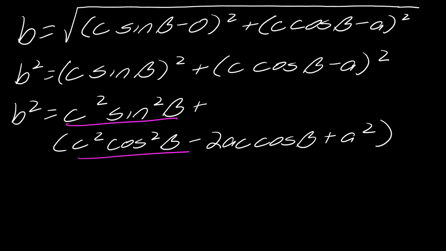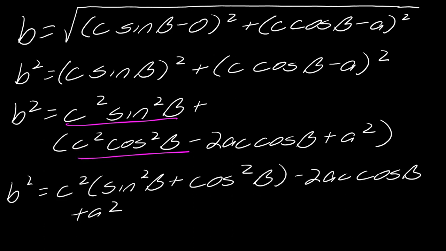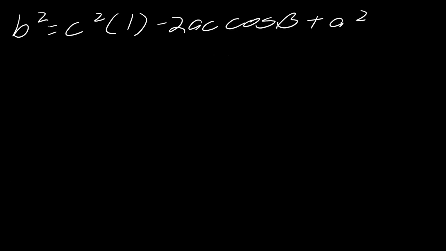But now what I notice is that I have a c squared here and a c squared here. So what's cool is that I could factor out that c squared. So I'm going to factor that c squared out, and I'm going to be left with sine squared b plus cosine squared b. And we know what this is, right? This is equal to 1. So actually, since this is equal to 1, this can really be just excluded. And so what I'm left with then is b squared equals c squared times 1 minus this other stuff.